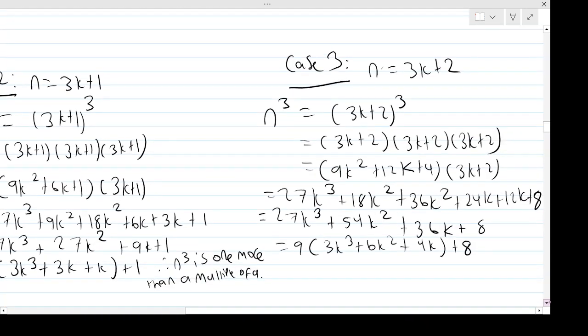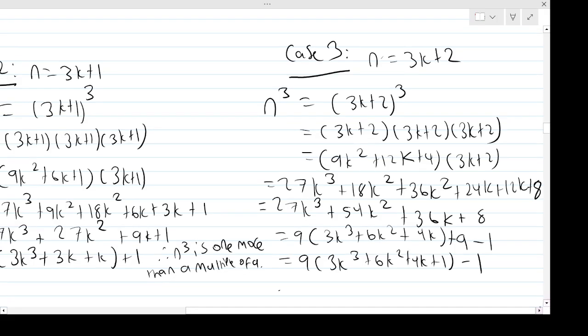Let's try and write the 8 as 9 minus 1 instead. Okay. So then I can factor the 9. If I add the 9, I can factor that 9 in the brackets too. To then get 9 of 3k cubed, add 6k squared, add 4k, add 1, minus 1. And there we are then. So therefore it's 1 less than a multiple of 9. So n cubed is 1 less.